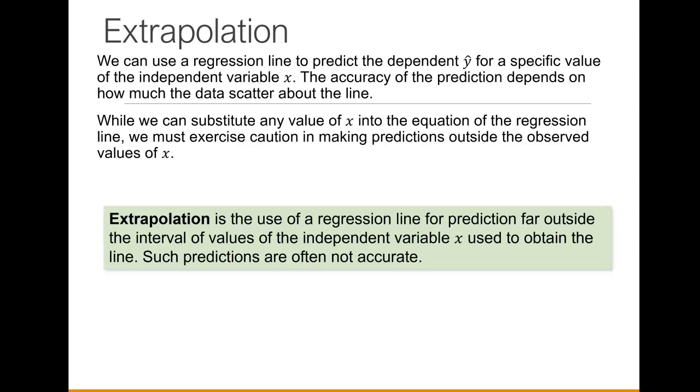So those are the two things that you have to have for reliable prediction. You have to have a good fit to your data. Your model has to be a good fit to your data. The R value has to be close to 1 or -1. And that you're doing interpolation.